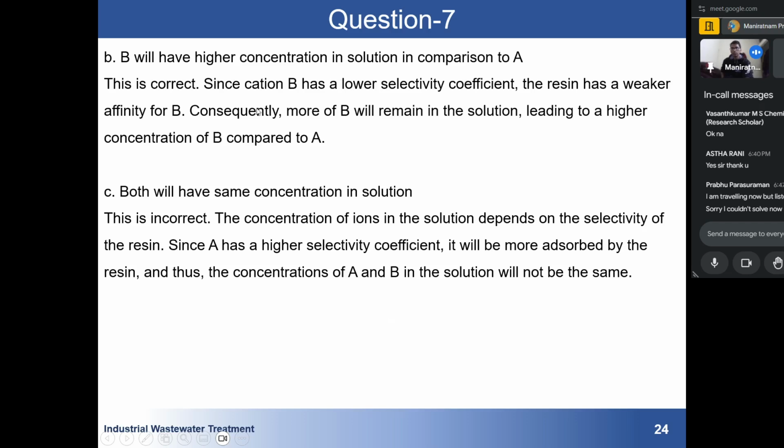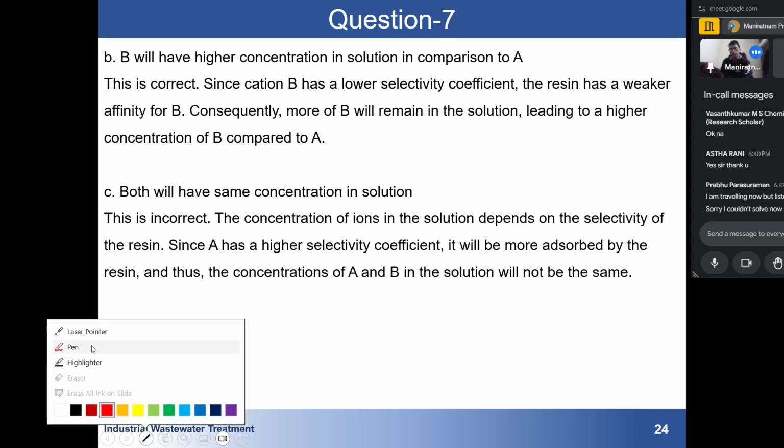Then we have the second option: B will have higher concentration. This is correct since cation A has higher selectivity. The resin has a weaker affinity for B. Consequently, more of B will remain in the solution, leading to a higher concentration of B compared to A. So the correct answer is B.